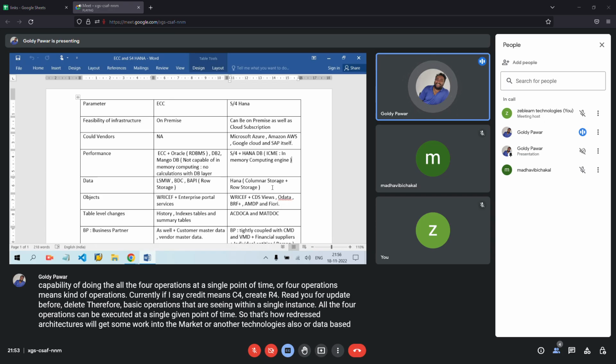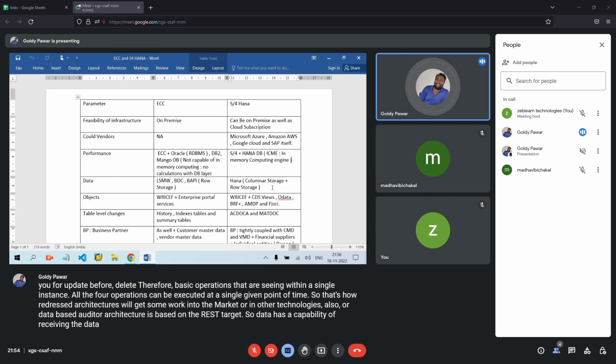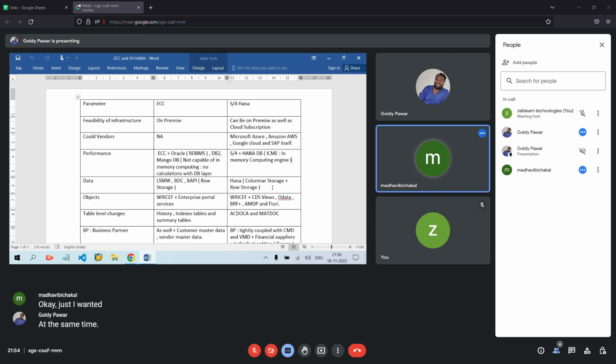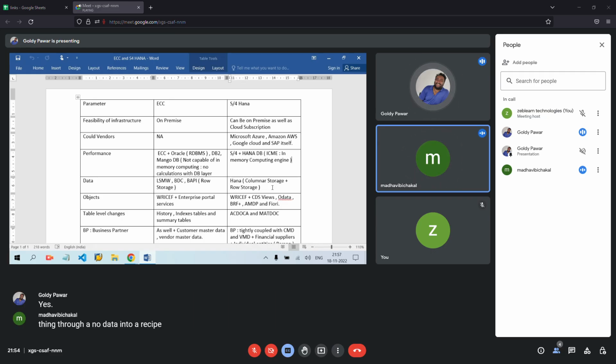OData architecture is based on the REST architecture. So OData has the capability of receiving data, sending data, deleting data or updating data at the same time. Okay, I just wanted to understand, can OData speak to any third party tools? Is it an open interface? Can we integrate a third party thing through OData into our SAP application? Yes, we can do that.